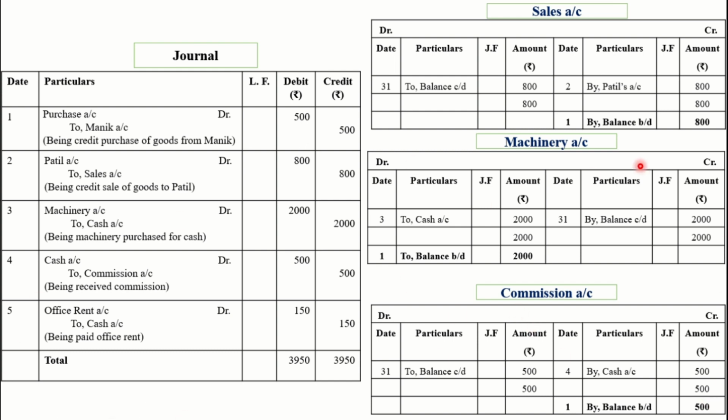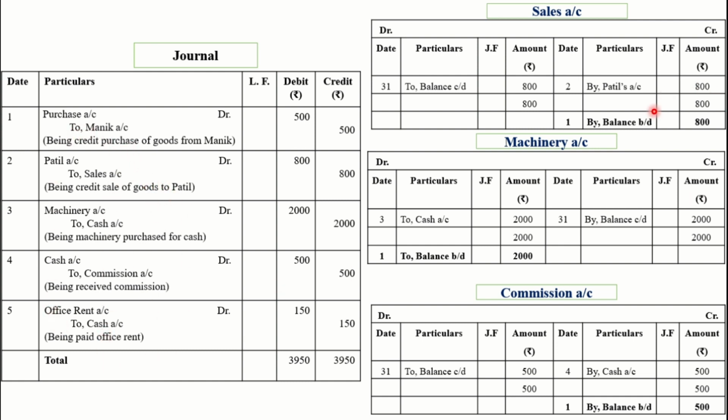Okay, sales account. Here sales account entry is on credit side. That transaction's debit account we record on the credit side. You can see here, by Patil account 800. And there is no other transaction where we observe any sales account.